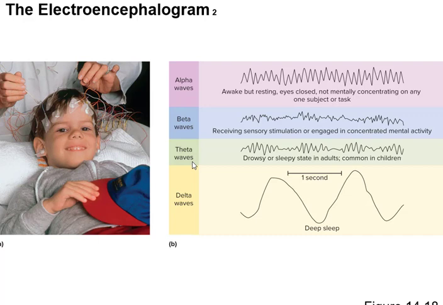You have alpha waves, beta waves, theta waves, and delta waves that they look at. So they're going to be different. They're going to be different if you're lying or if you're telling the truth. If you're engaged in concentrated mental activity, if you're thinking about something, versus you're awake, but you're not concentrating on any one thing. You're just kind of chilling.